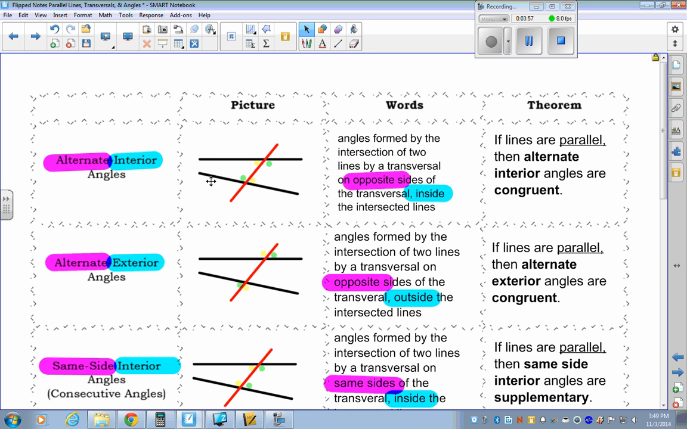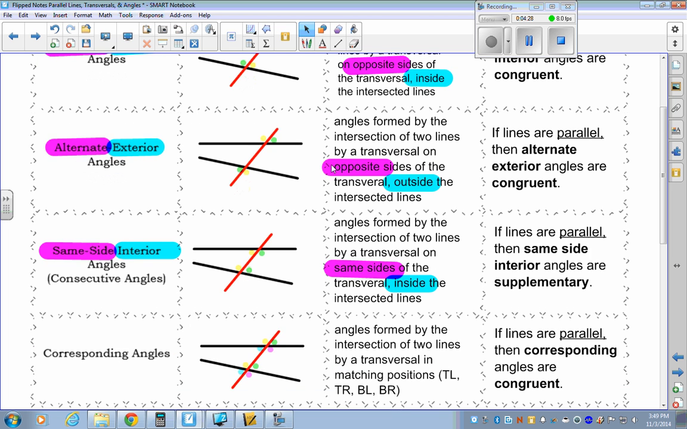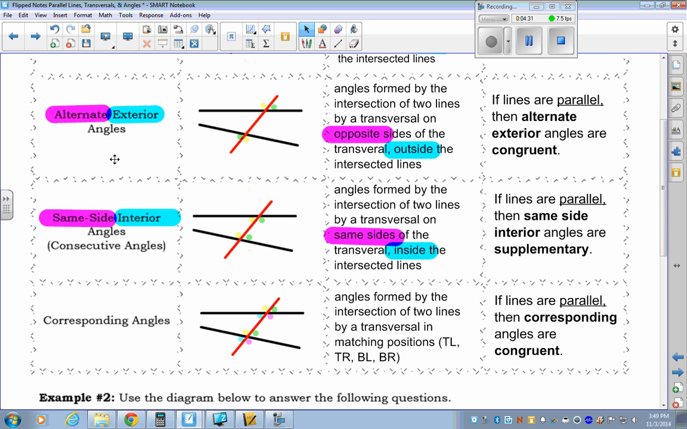So we have alternate interior angles, which comes from the fact that we have two angles that are on opposite sides of the transversal, like my two yellow ones here, or my two green ones, but are inside the intersected lines. So they're inside my two lines, and they're on opposite sides of the transversal, hence alternate and interior. What we need to know about this is if the lines are parallel, alternate interior angles are congruent. This is super important. I cannot stress this enough. We will be using this for the rest of the year. Alternate exterior angles, therefore, are similarly angles that are on opposite sides of the transversal, but outside the intersected lines.